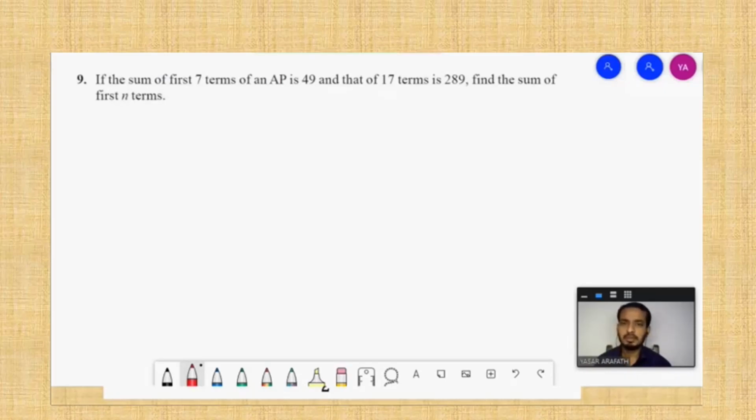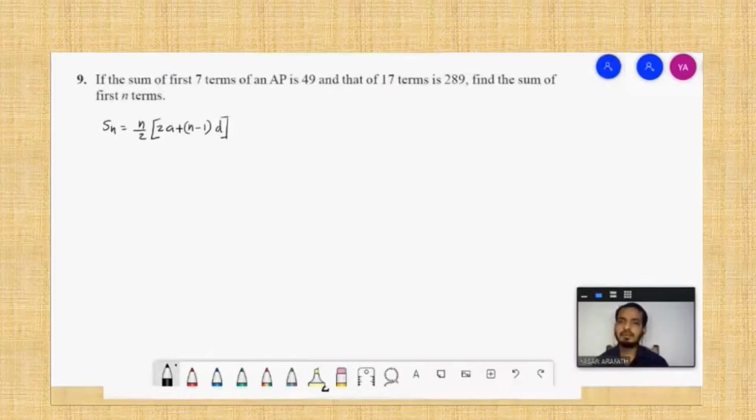So you can start with the formula. We know the formula of the sum: Sn equals n by 2 into (2a plus (n minus 1)d).